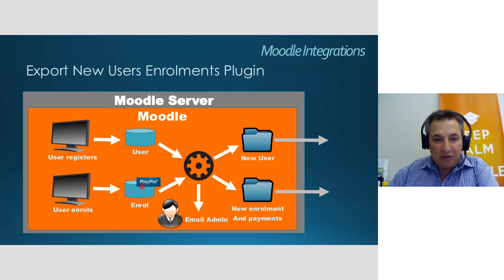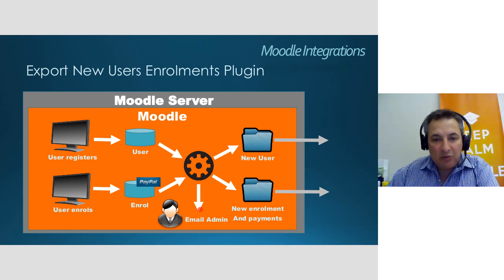It may involve a PayPal transaction where they're parted with money. And then again, we have this new export new user enrollments plugin that runs, again, whatever frequency you want. And at the end of the day, it sends a notification to the administrator, because remember, these people could be doing this overnight or because you're doing self-registration and self-enrollment.